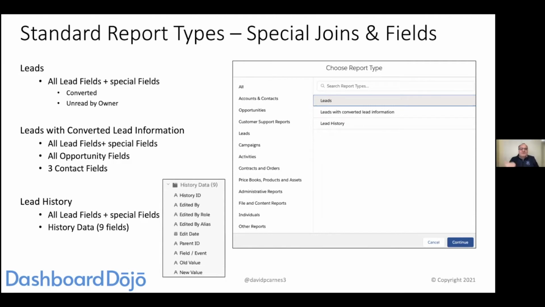The third type is on lead history. This includes all lead fields plus those few special fields. And then it also has history data. There are 9 fields that are related to history, such as what was the edit date, who made the edit, what was the old value, what's the new value. And these special fields can be used in filters.